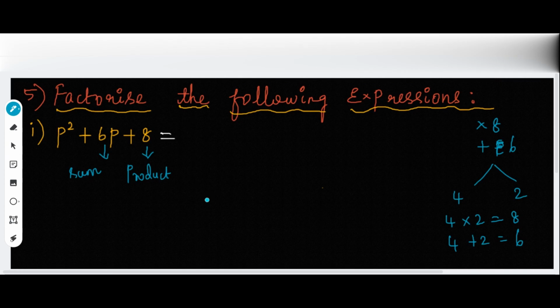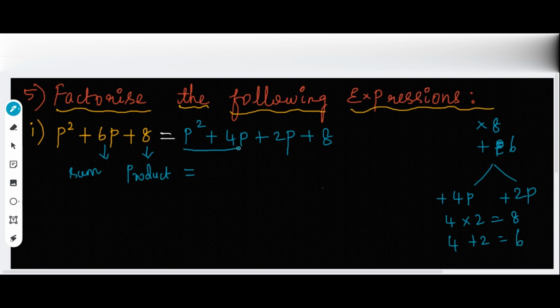4 and 2, right? Because 4 twos are 8 and 4 plus 2 is 6. So these are the factors. Here the alphabet p is used, so I'll use p: 4p and 2p. Both 6p and 8 are positive, so you take both positive numbers. So 6p you should write as 4p and 2p. Write p square as it is, and 8 as it is, and just write 4p and 2p in between.